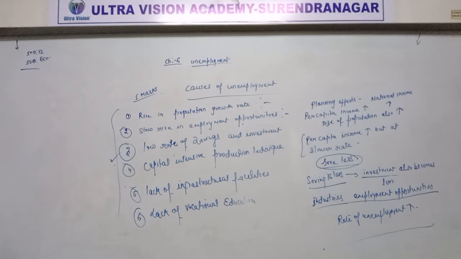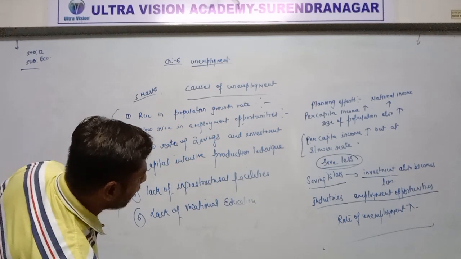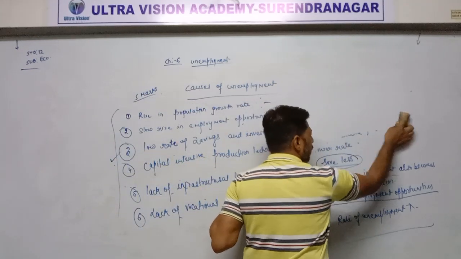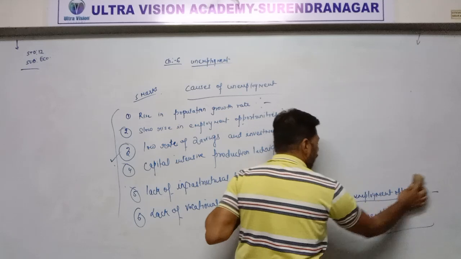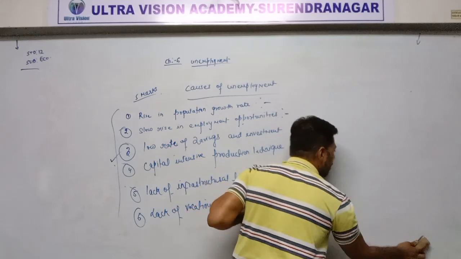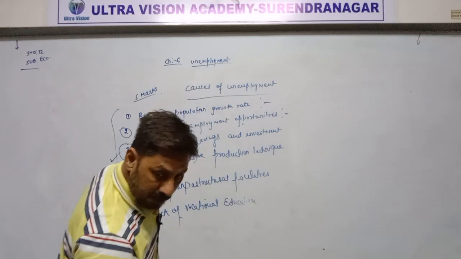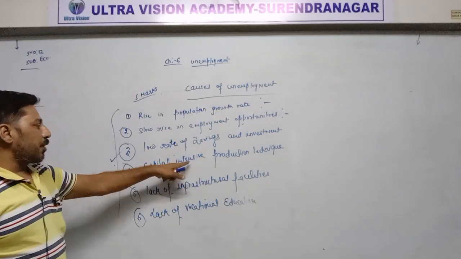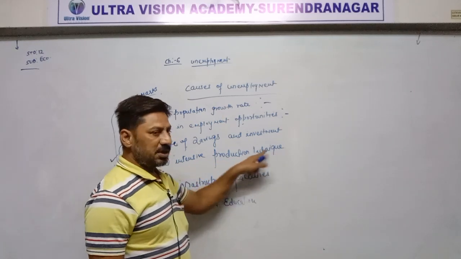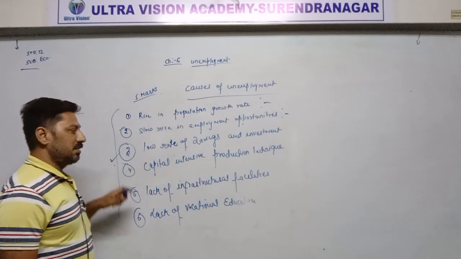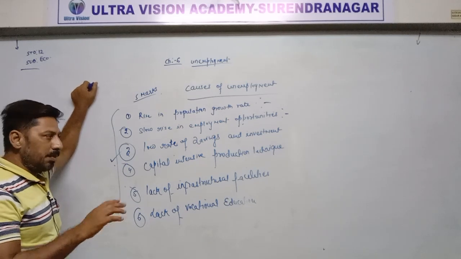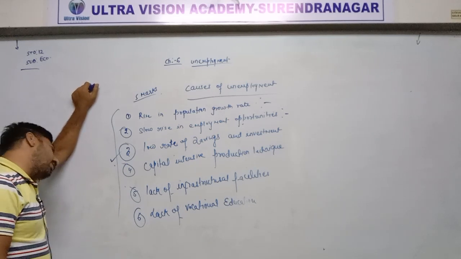Now the fourth one is capital intensive production technique. We all know that there are two methods regarding production technique. One is labor intensive production technique, other is capital intensive production technique. In capital intensive production technique, more machineries and less labors are used. Whereas in labor intensive production technique, more labors and less machineries are used.